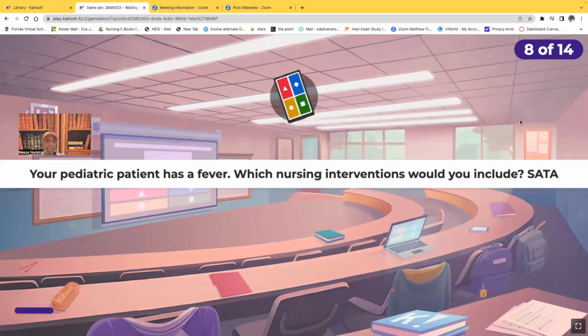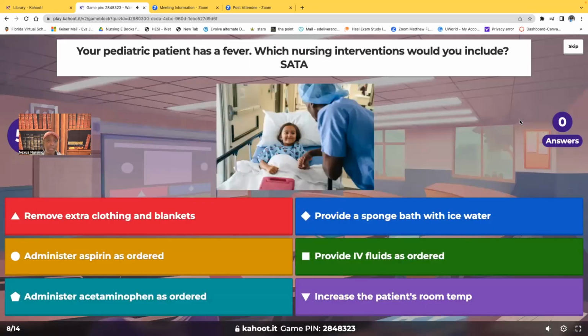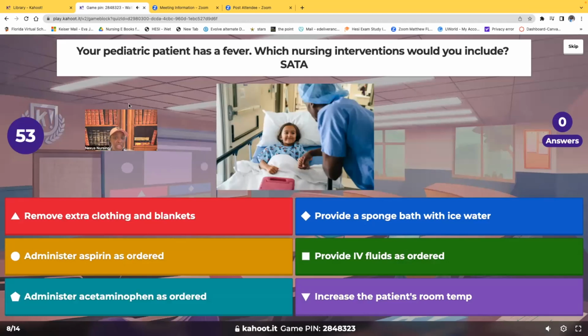Select all that apply. Your pediatric patient has a fever. Which nursing interventions would you include? Again, select all that apply. So here are your choices. Remove extra clothing and blankets. Provide a sponge bath with ice water. Administer aspirin as ordered. Provide IV fluids as ordered. Administer acetaminophen as ordered. Increase the patient's room temperature. Which nursing actions would you perform for your pediatric patient that has a fever?